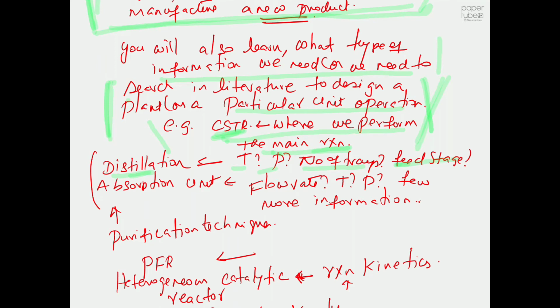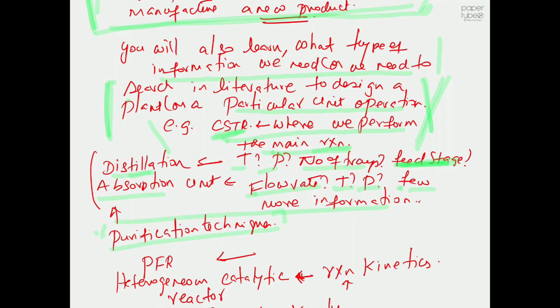So where your feed enters, in which stage, this is the type of information you need. If you take simple absorption, you need to know the flow rate and also the properties of your absorbent, say temperature, pressure, and a few more pieces of information that you need in order to design an absorption unit. By the way, distillation and absorption are purification techniques.